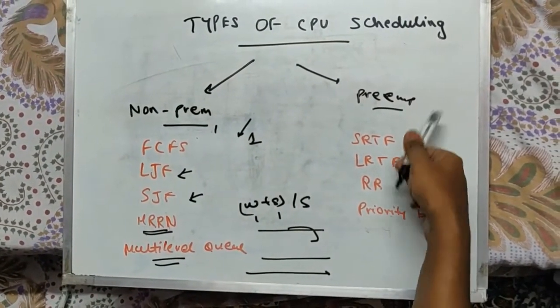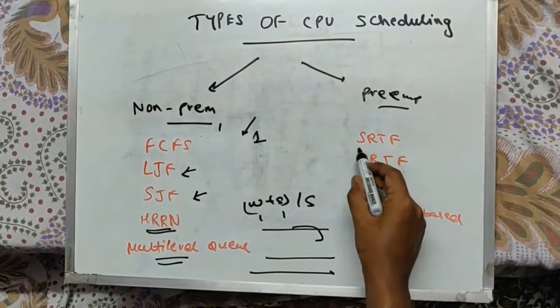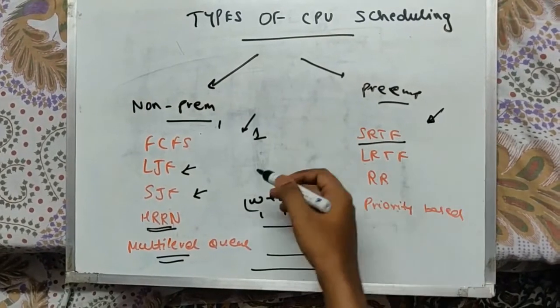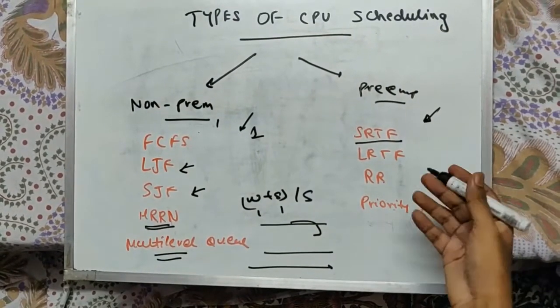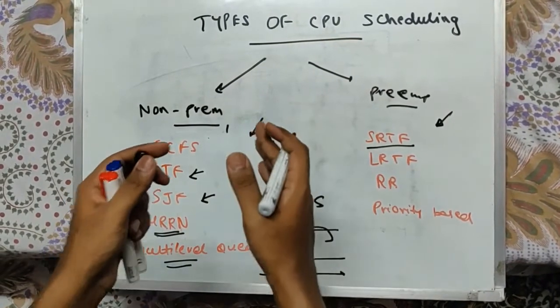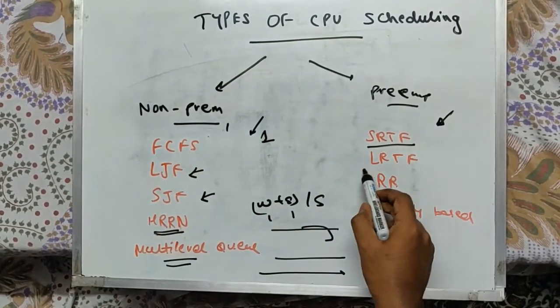For preemptive, that is, which can be halted in between, we have shortest remaining time first. This is similar to shortest job first, but from time to time we update the remaining times because we execute them in parallel. Then we have longest remaining time first.